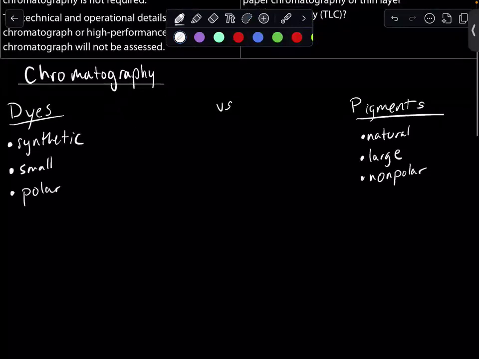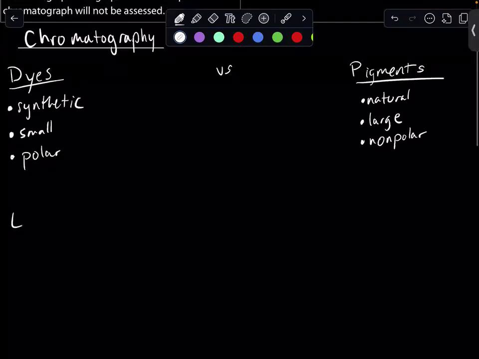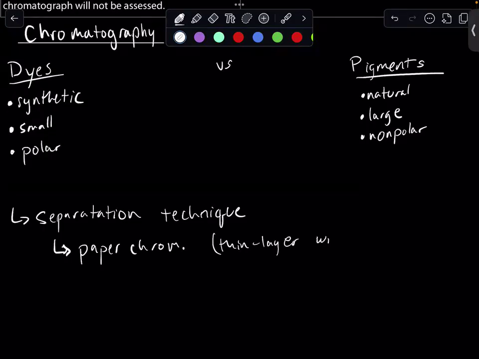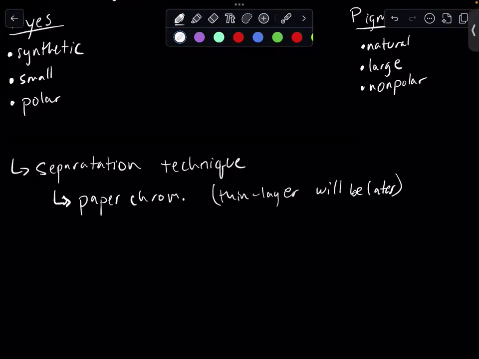So this is where we come into what chromatography really is. We already learned that it's a separation technique, meaning it separates parts of a mixture. Technique, I spelled that wrong. So we can use it to separate different parts of a mixture. In this lesson, we're going to mostly talk about paper chromatography. We will often talk about thin layer, but not right now. So thin layer will be later. So we're mostly talking about paper chromatography.